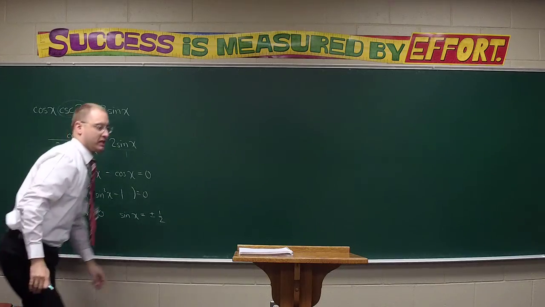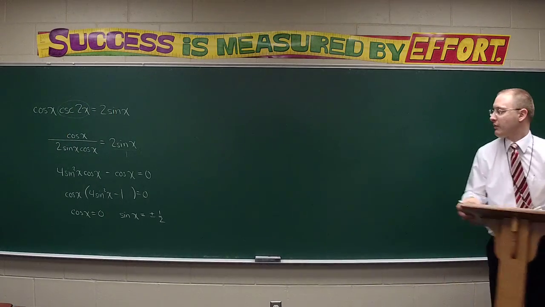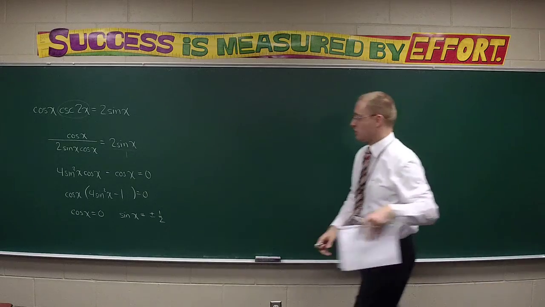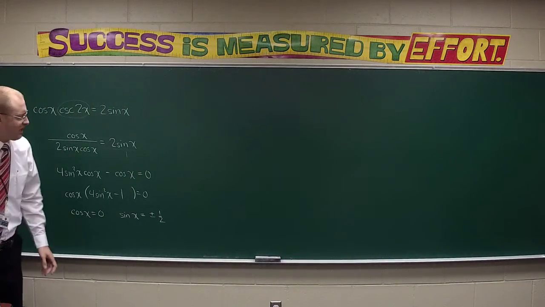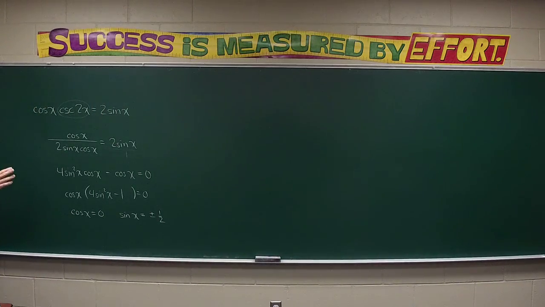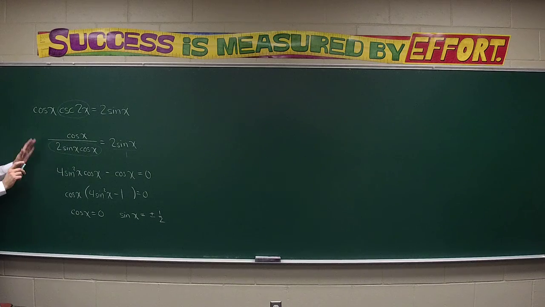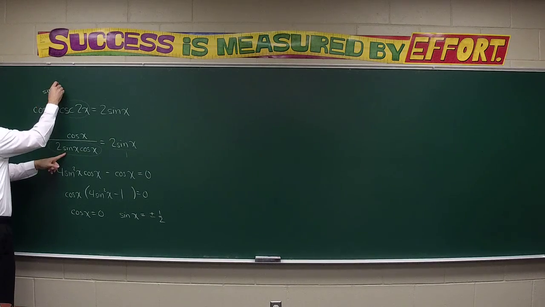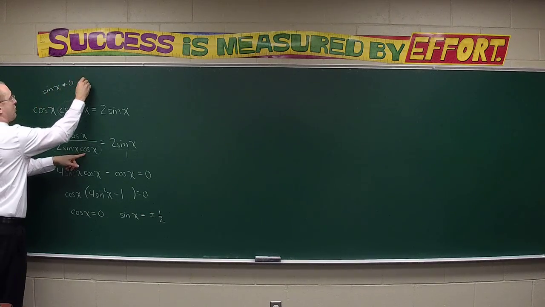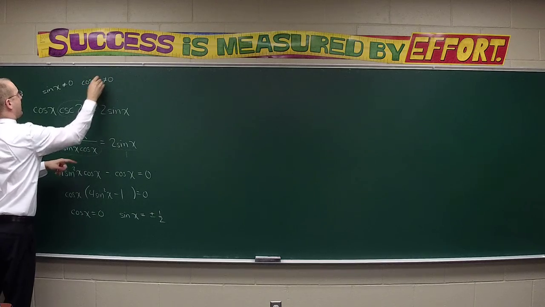At this point, let me move this out of the way, sorry, gentlemen. At this point, we go ahead and solve, but there's something I failed to do earlier, and I just saw it. We've got a denominator right here, correct? And nothing in the denominator is allowed to equal 0. 2 isn't allowed to equal 0. Well, duh. Sine is not allowed to equal 0, and cosine is not allowed to equal 0.